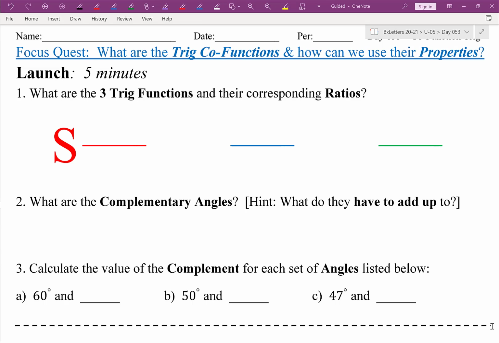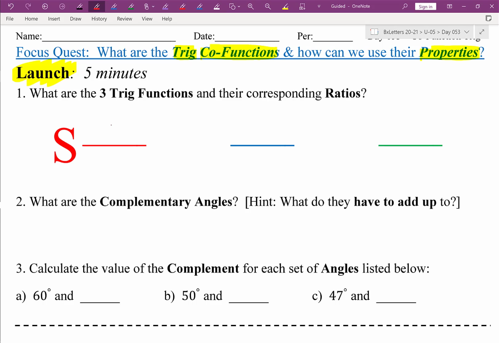Good morning. Today we're going to be talking about the trig cofunctions and what their properties are, so we can use them to solve some problems. To start off, as always, we'll do some review. Pause the video, try and answer these, and unpause whenever you're ready.